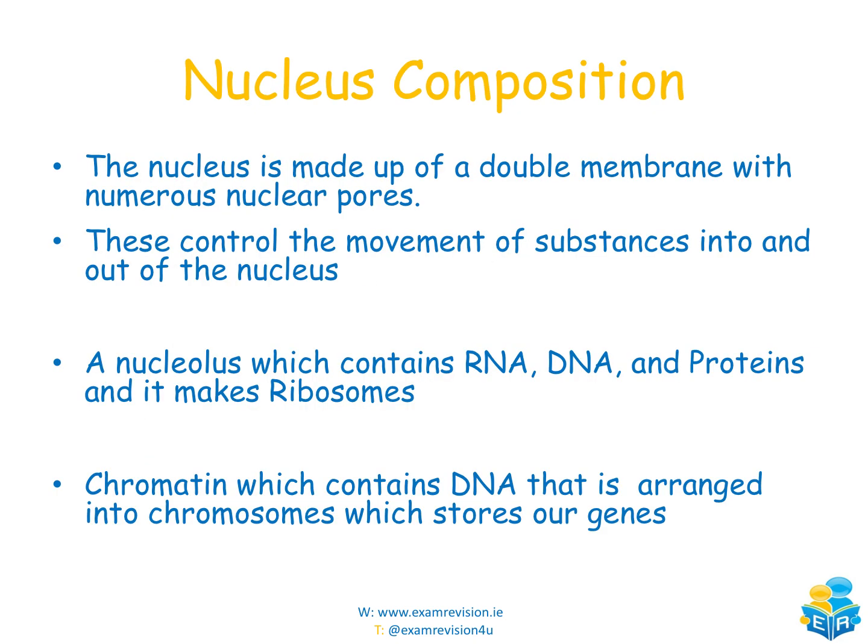Now, we've seen this already, but the nucleus is made up of a double membrane with numerous nuclear pores. It's those nuclear pores that control the movement of substances into and out of the nucleus. A nucleolus contains RNA, DNA, and proteins, and that, as we said, was responsible for making the ribosomes. And then the chromatin, which contains DNA that is arranged into chromosomes, and that stores our genes. So that's responsible for inheritance.